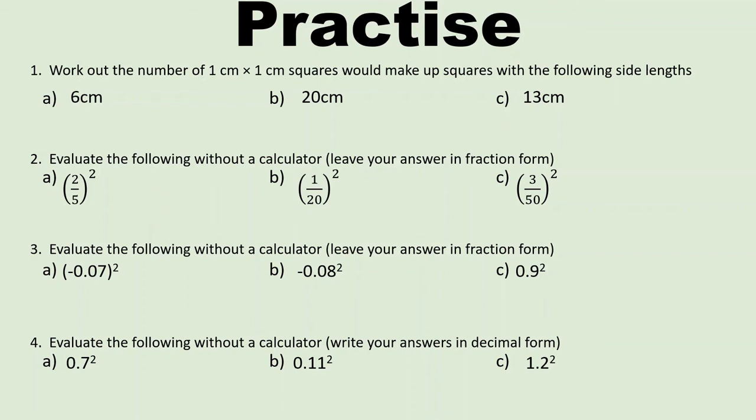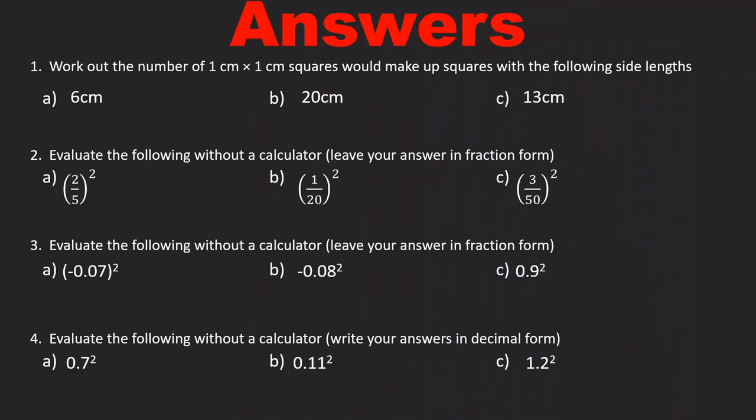I hope you had a chance to hit pause. Here come your answers. For question 1, hopefully they're fairly straightforward. 6 squared is 6 times 6, which is 36. If we're finding the area inside a square, we're measuring it in squared centimeters, so 36 centimeters squared. For B, similarly, 20 squared, 400 centimeters squared. For C, 13 squared is 169 centimeters squared.